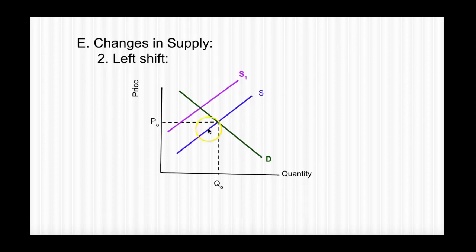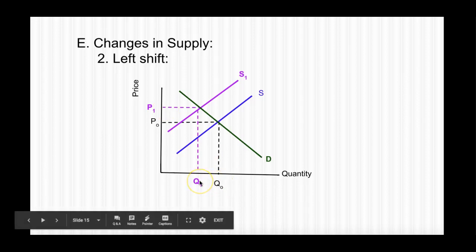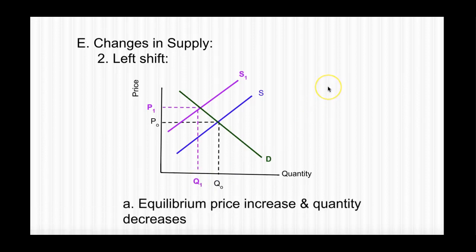And we have a new equilibrium. So where our new supply curve intersects our old demand curve. So right here, so here's my new equilibrium price. Here's my new equilibrium quantity. Okay, what happened to my price? Look at this, going from P0 to P1, my price went up. What happened to my quantity? Going from Q0 to Q1, my quantity went down. So anytime there's a left shift in supply, equilibrium price increases and the quantity decreases. This is the worst possible scenario for consumers.